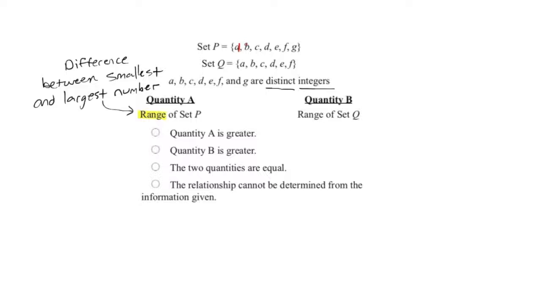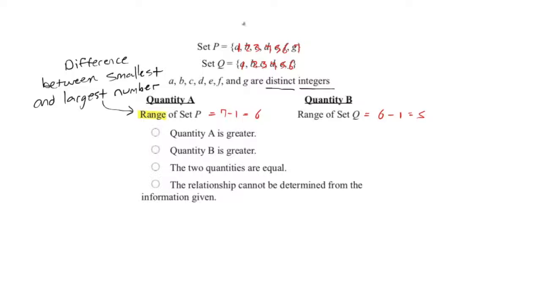Let's say that A is 1, that B is 2, that C is 3, that D is 4, 5, 6, and 7. Okay, so G is 7, F is 6, etc. Now we have to keep that rule the same here. 1, 2, 3, 4, 5, and 6. Now, the range of set P, the difference between the smallest and the largest number, is now 7 minus 1, which is 6. The range of set Q is now 6 minus 1. 6 minus 1 is 5. It would appear as if quantity A is greater, but hold on just a minute.